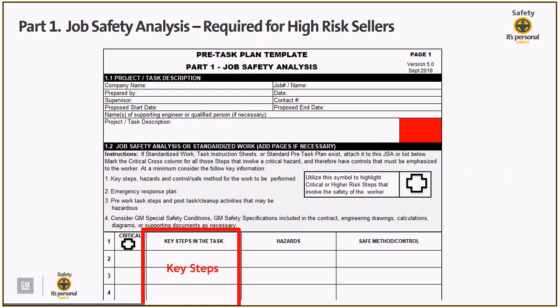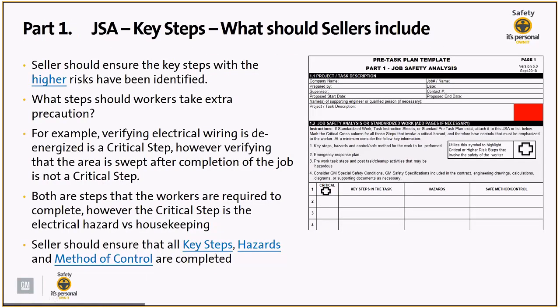So here's a snapshot of part 1 job safety analysis. This is a snapshot of the template here. And we're just showing you that this section right here in red is where the key steps should be listed. So what should the seller include in the JSA form? The seller should ensure that the key steps with the higher risk have been identified. We want to make sure that the seller identifies what steps the workers should take extra precaution on.